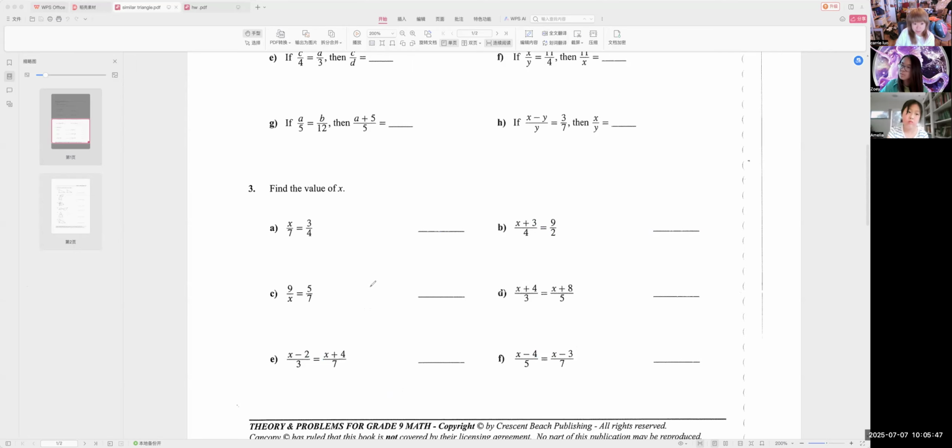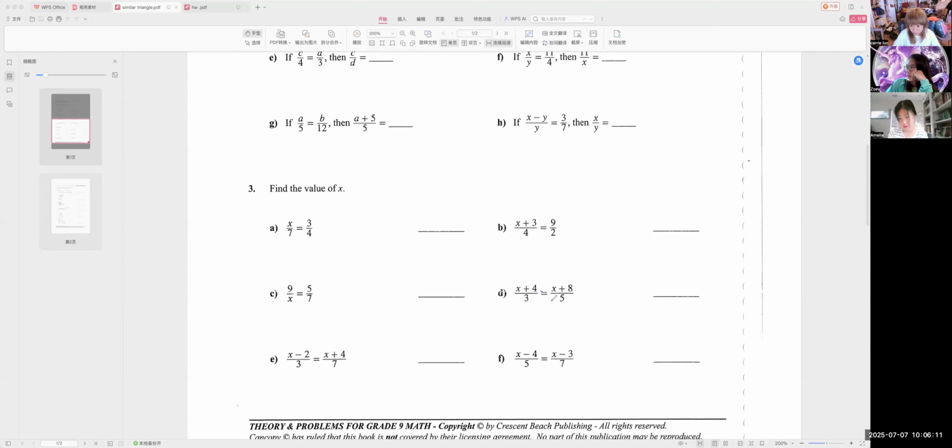Okay, so 9 over x equals 5 over 7. So Zoe, sorry, Amelia, what is the answer? My answer is 63 over 5. And how about D? For D, I didn't really get that one. For D, I got x equals 2.